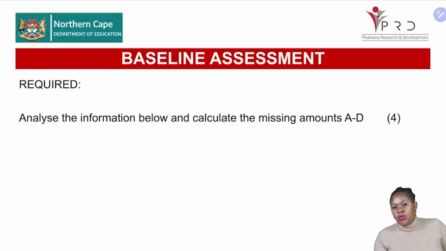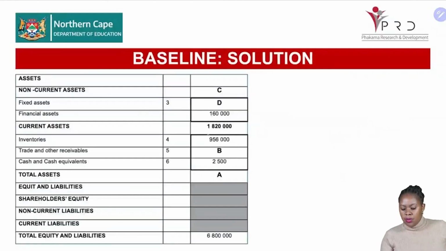All right, before we go into this lesson, let's quickly do a baseline assessment. It says to analyze the information below and calculate the missing amounts from A to D. Here is the information provided. This is a statement of financial position. You are required to calculate the missing amounts denoted as A, B, C, and D. I'm going to give you 3 minutes to quickly complete that. See you in 3.